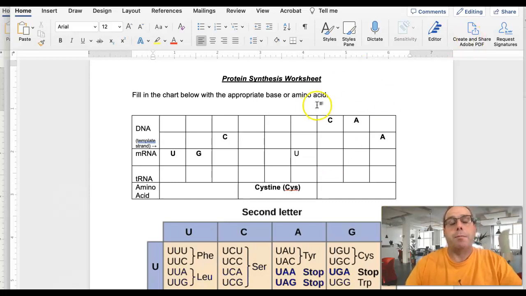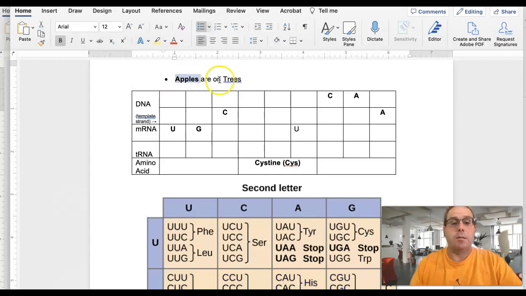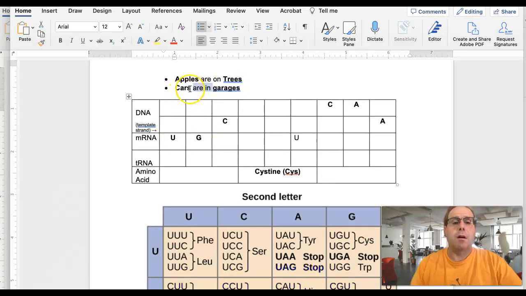So I am completely stealing this from one of your classmates. They learned this analogy, or at least half of the analogy. Apples are on trees. That means A pairs with T, and T pairs with A in DNA. The second part is cars are in garages. So C pairs with G, G pairs with C. You will not have this analogy on the test written out for you, so you need to remember A pairs with T, C pairs with G, and vice versa in the DNA.